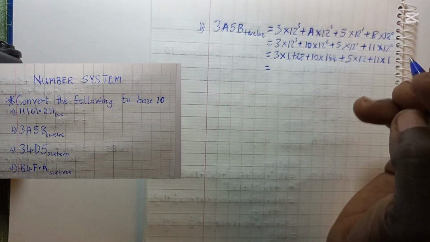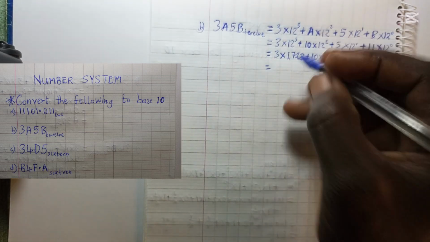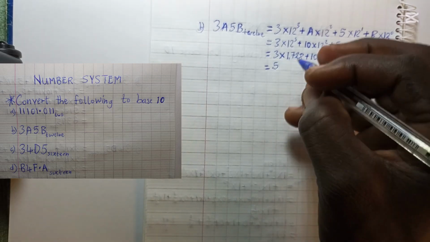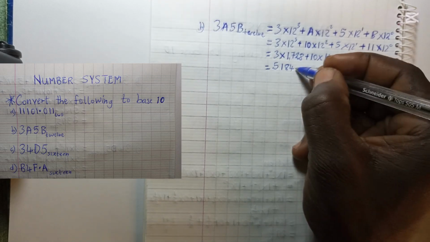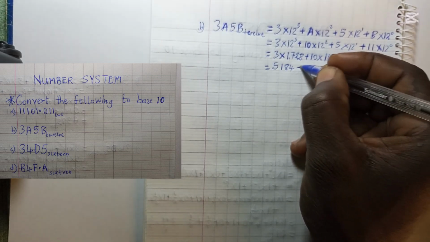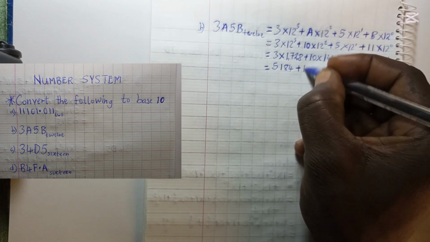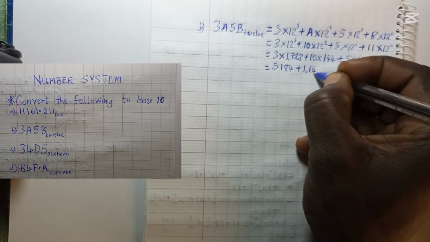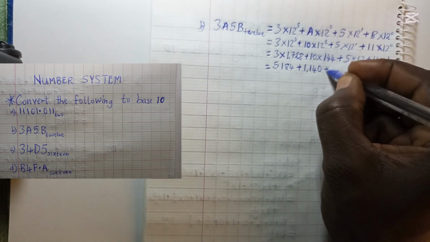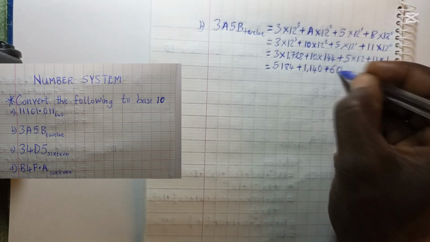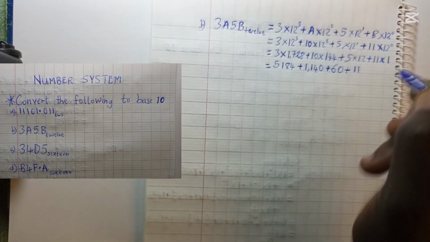Then equal to 3 times 1,728 will give us 5,184. 5,184 plus 10 times 144 will give us 1,440. 5 times 12 will give us 60. Then plus 11 times 1 will give us 11.